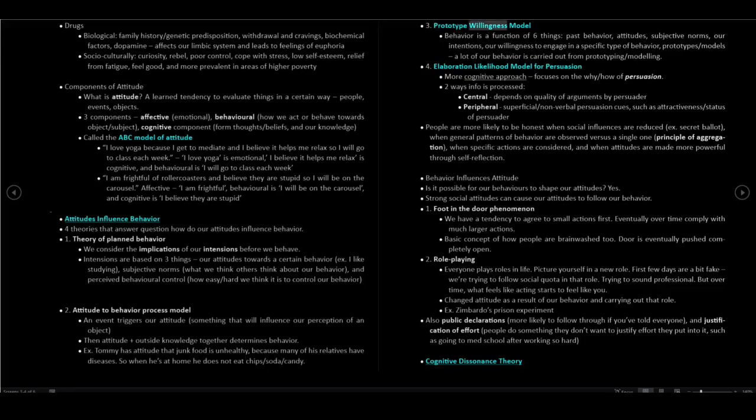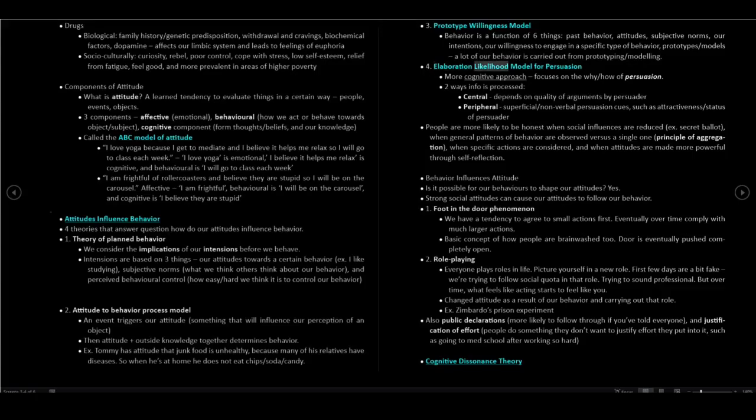3. Prototype willingness model. Behavior is a function of 6 things: past behavior, attitudes, subjective norms, our intentions, our willingness to engage in a specific type of behavior, and prototypes/models. A lot of our behavior is carried out from prototyping and modeling.